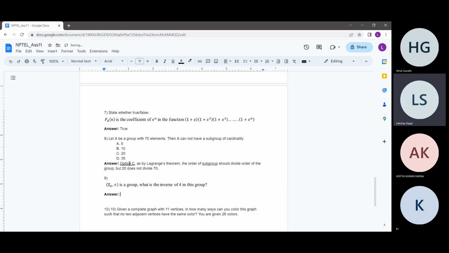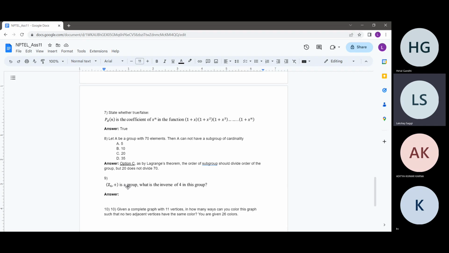So now, next question: Z6 comma plus is a group. Z6 is nothing but integers modulo 6. So Z6 will be nothing but 0, 1, 2, 3, 4, 5. So let's just take this 0, 1, 2, 3, 4, 5 over addition. So modulo addition, right? So this is a group, right?